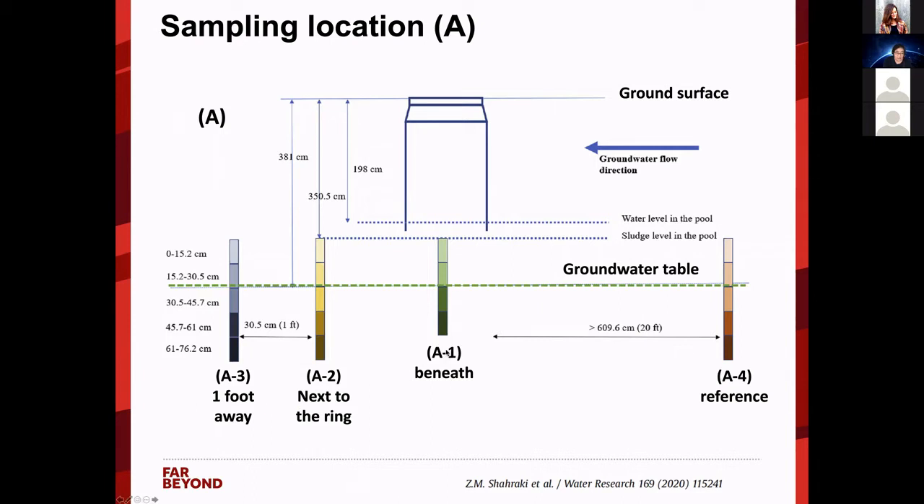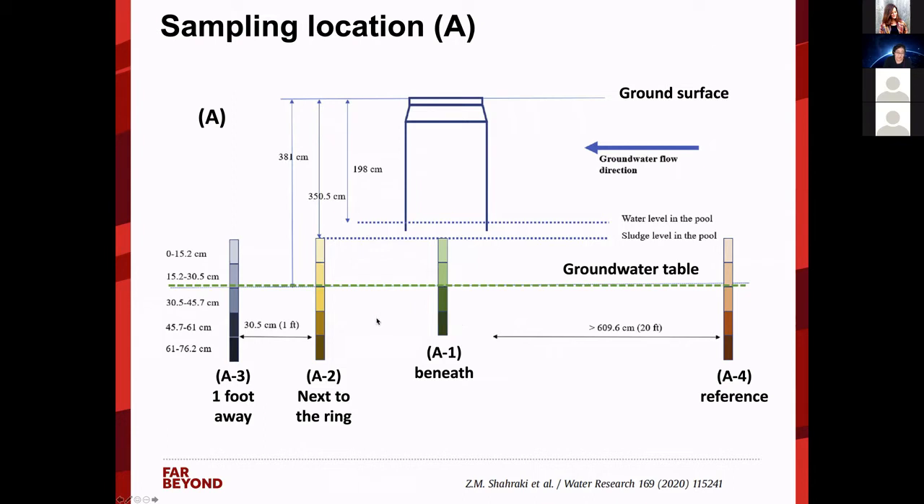The first one, we call it A1, is the sample right beneath the pool. So here is the ground surface of the pool A, with the groundwater flow direction. And here indicates the water level in the pool. There's a very shallow water layer on top of the sludge layer in the pool. So we collected this soil sample right beneath the sludge layer.